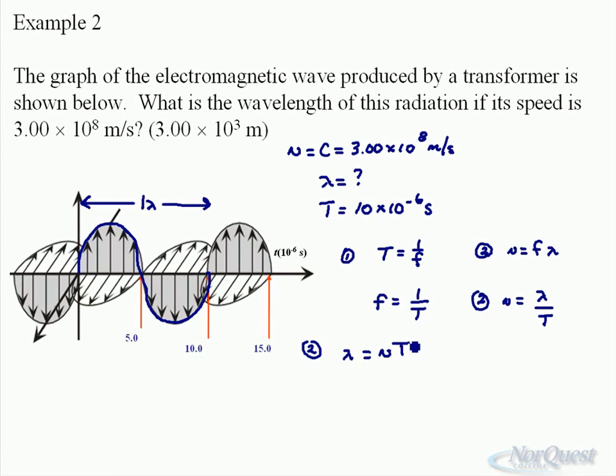So I did this one as one single formula where I took two simpler types of formulas and put them together, and looked for the information that I was given. I was given the speed, and I was given from the graph the period. This is how I could determine wavelength from that and do one single calculation. 3.00 times 10 to the 8 meters per second times 10 times 10 to the negative 6 seconds should give me a wavelength of 3.00 times 10 to the 3 meters in this case.